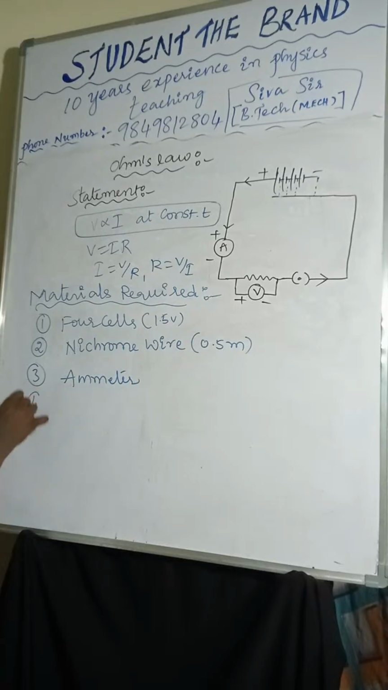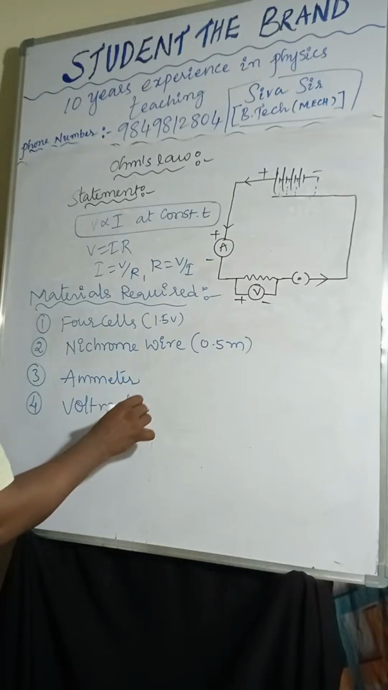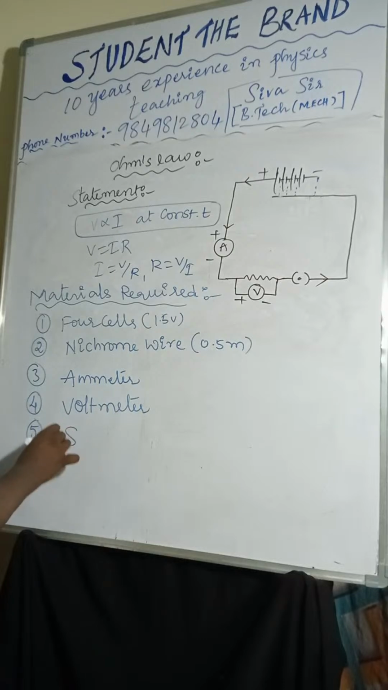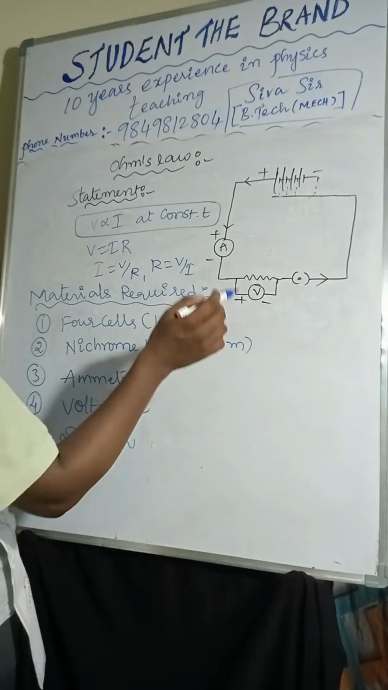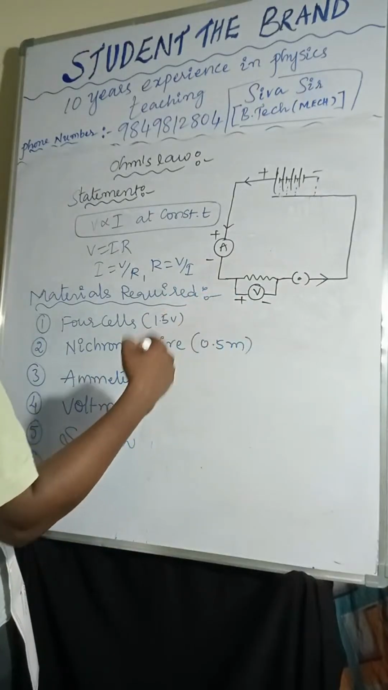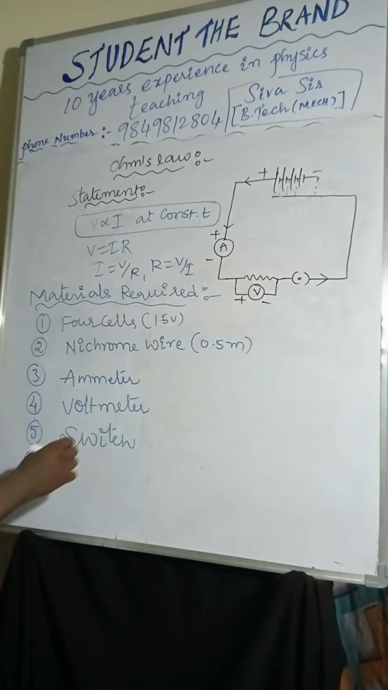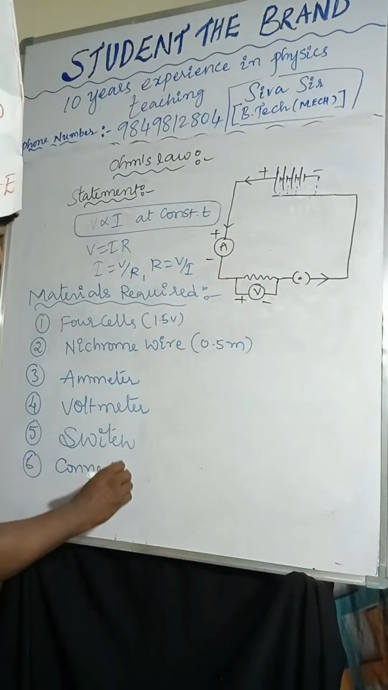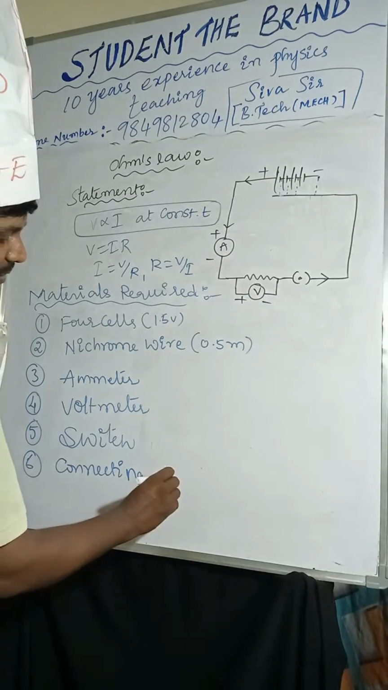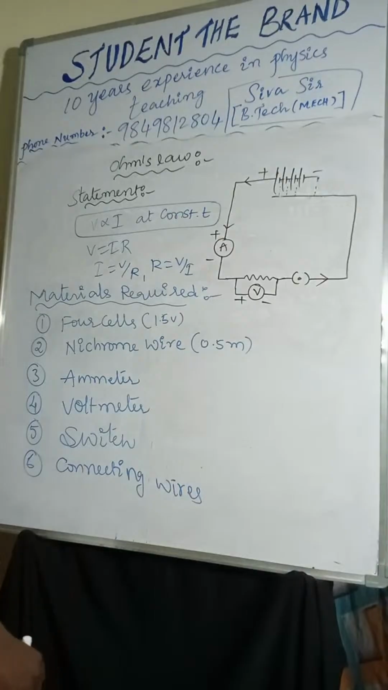Fourth one is a voltmeter. Fifth one is a switch. And sixth, connecting wires. So these are the materials required.